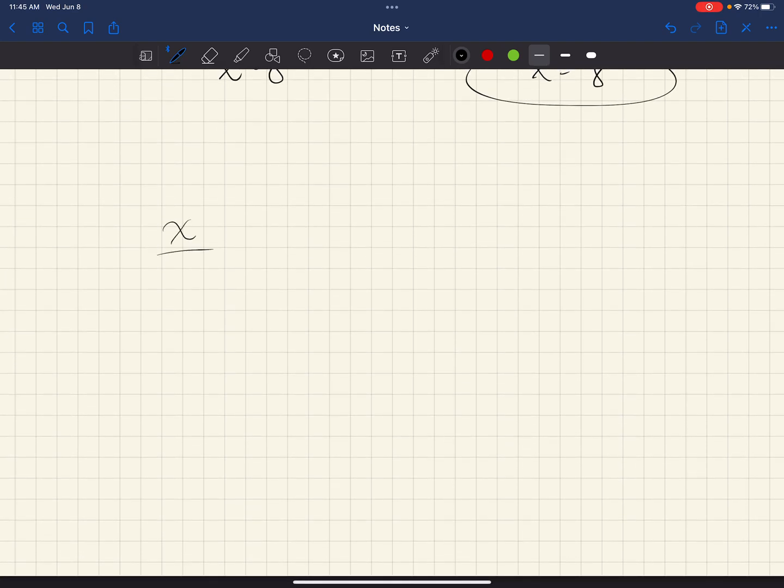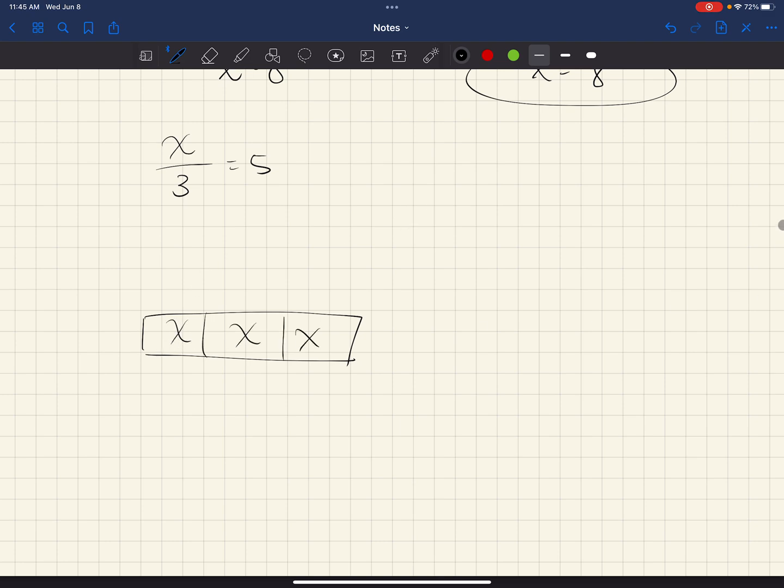So I have x over, I don't know, 3 is equal to 5. Now I have 3 pieces, 1/3 of an x. So x over 3, x over 3, and x over 3. That's 1/3 of an x, 1/3 of an x, 1/3 of an x, and each of those is equal to 5.